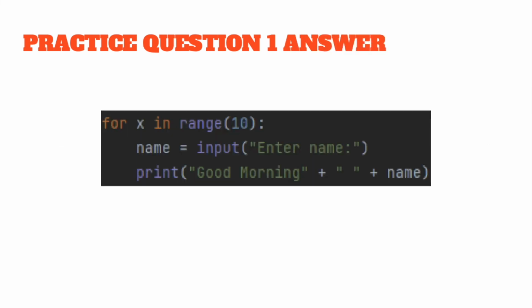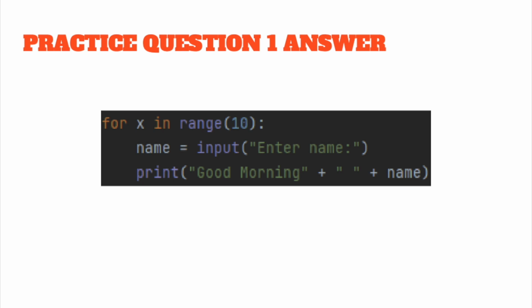You should have something like this. For x in range 10, name is equal to input. We're going to give it a prompt, enter name. The user will enter this name, and then we're going to simply print a concatenated string, which is good morning plus space plus the name. Now this is going to ask the name 10 times, and it's going to print good morning, that particular name.